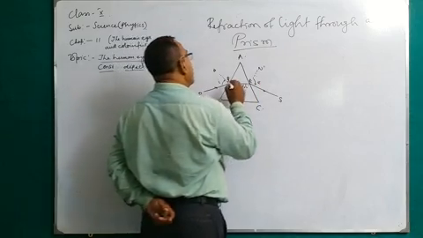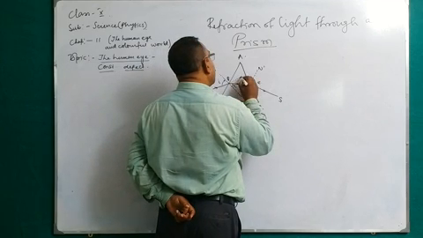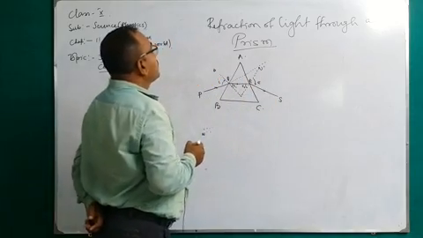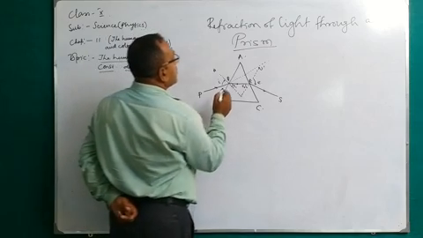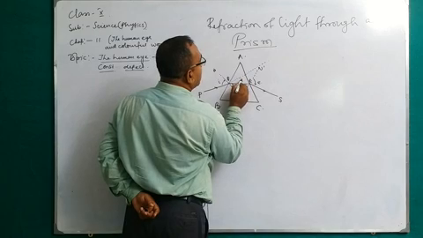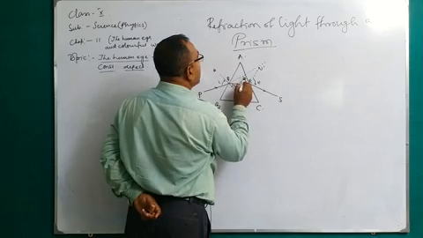If the prism were not there, the ray would pass through in a straight line, and the angle of deviation is this.